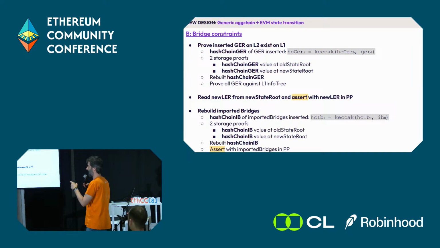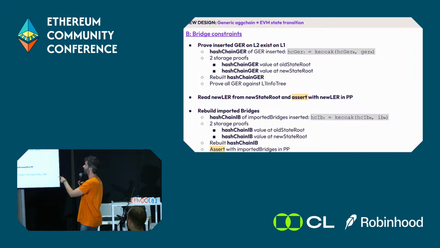Basically, this hash chain is stored on a specific smart contract at a specific storage slot. So with just 2 storage proofs, we can read the initial value of the hash chain and the final value of the hash chain. If we have the initial value and the final value, the prover must provide all the intermediate values in order to reveal that hash chain. And then we can get an array of global exit routes, and that array of global exit routes, we can prove it against the layer 1 info tree.